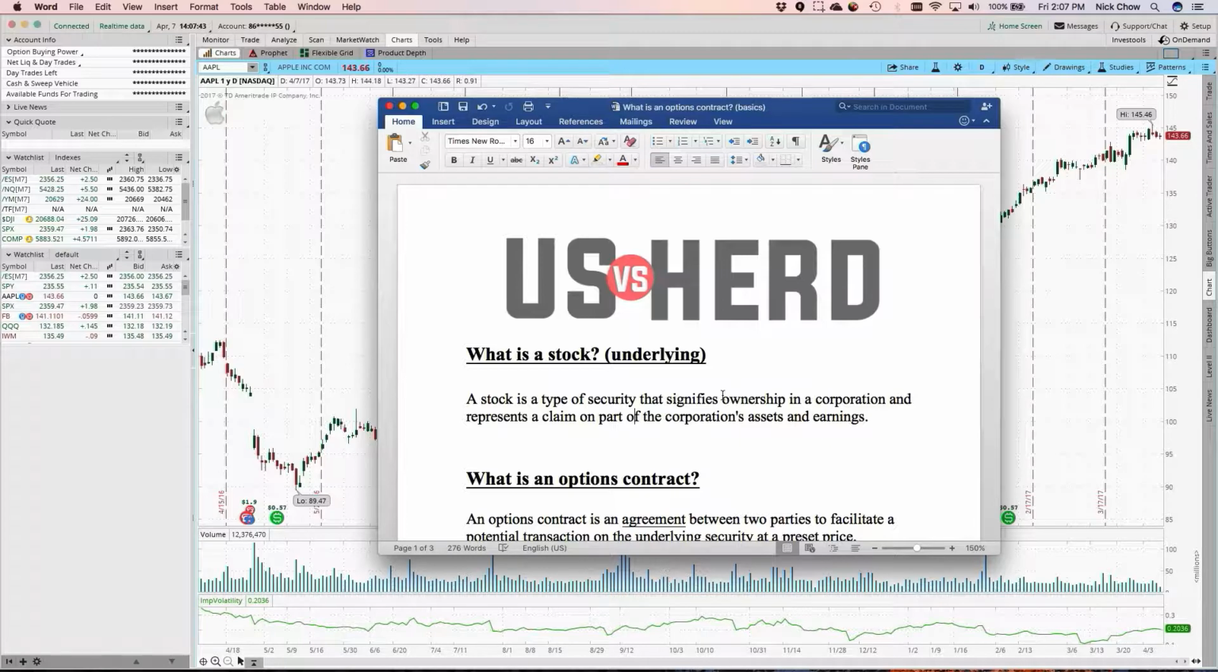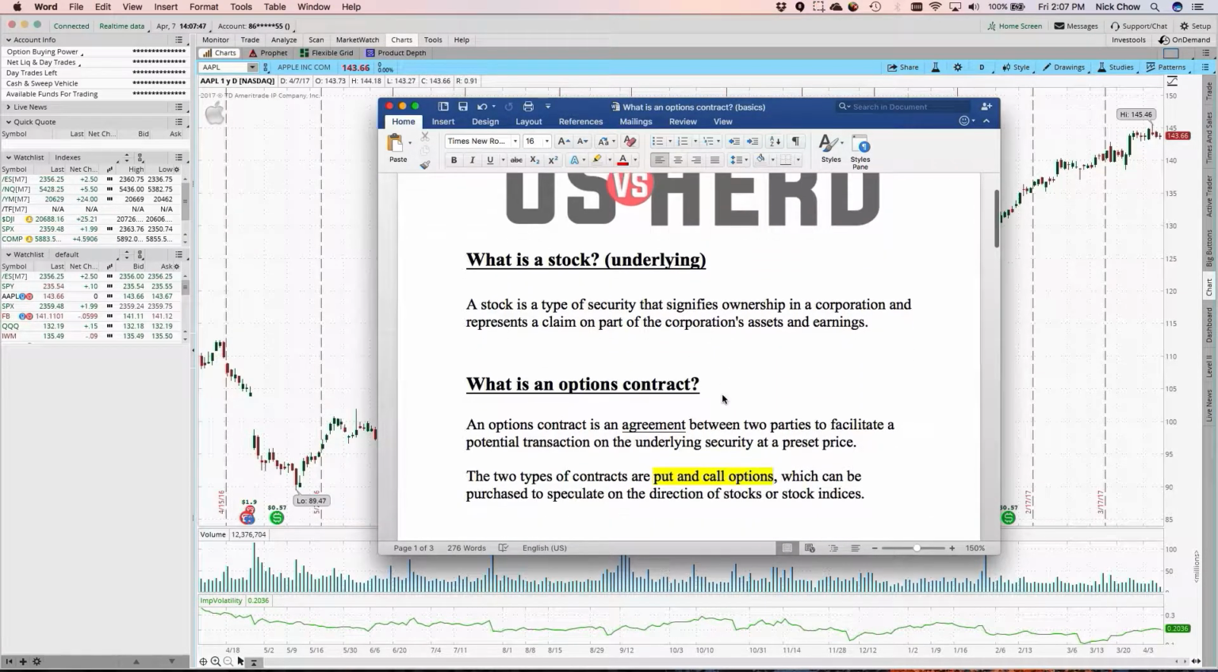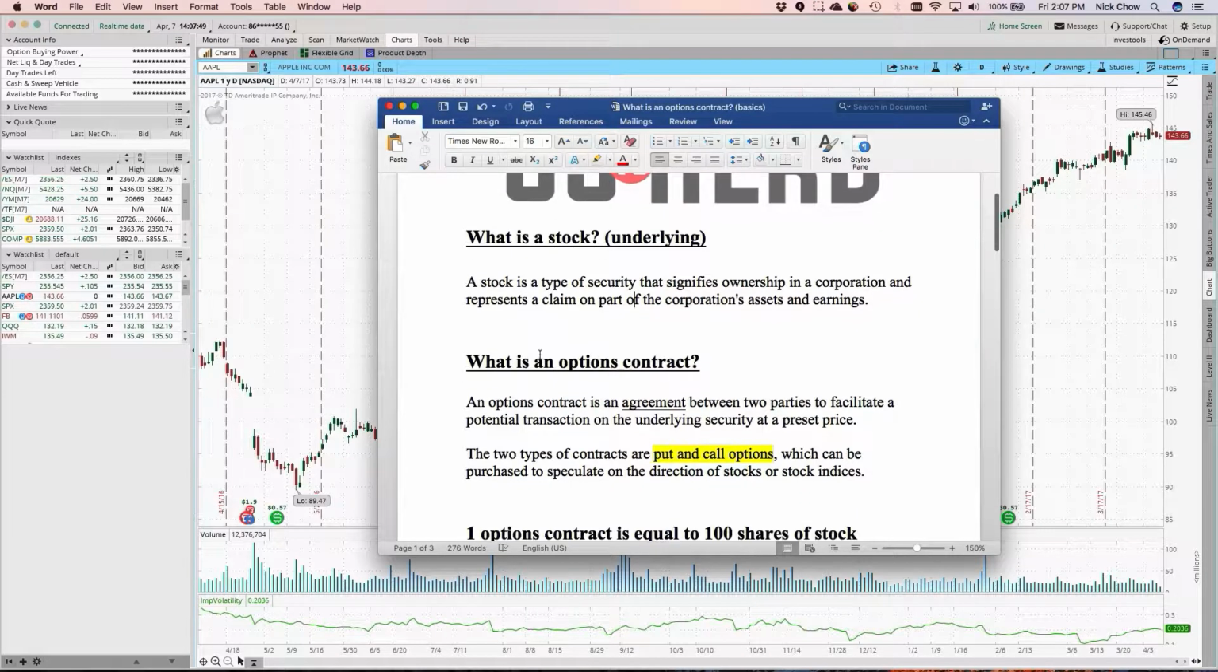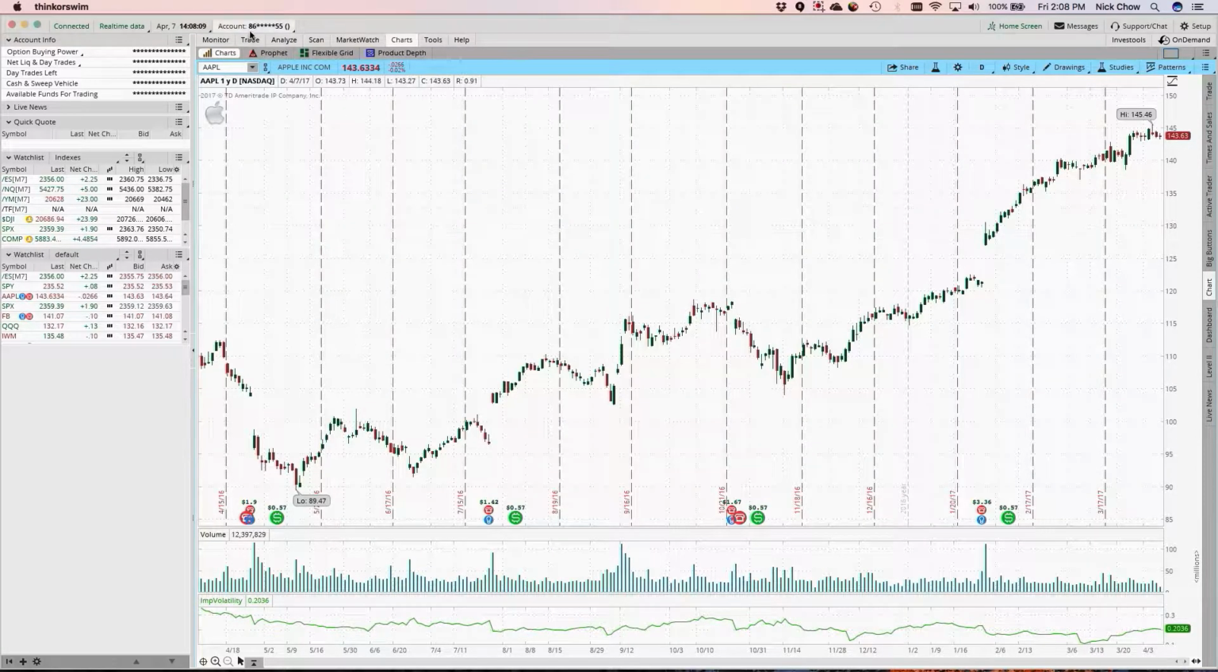So options are traded on top of the stock price. An options contract is an agreement between two parties to facilitate a potential transaction on the underlying security at a preset price. For instance, if we wanted to trade an options contract on Apple, the underlying would be Apple. So let's go over to the trade page here. This is Thinkorswim.